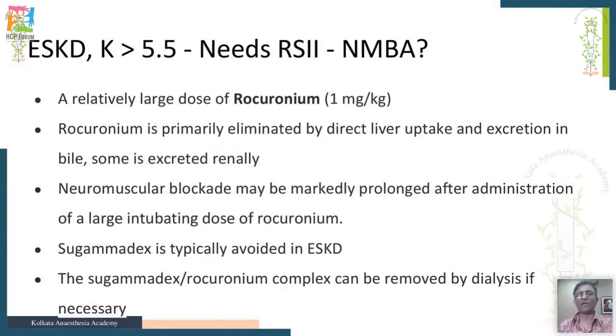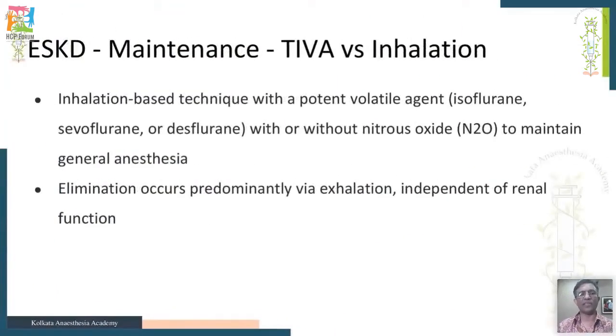Reversal of rocuronium nowadays, not for us, but in the West, is with sugammadex. Sugammadex is typically avoided, but if you have given sugammadex, then because it's such a huge molecule, you have to dialyze and remove it.